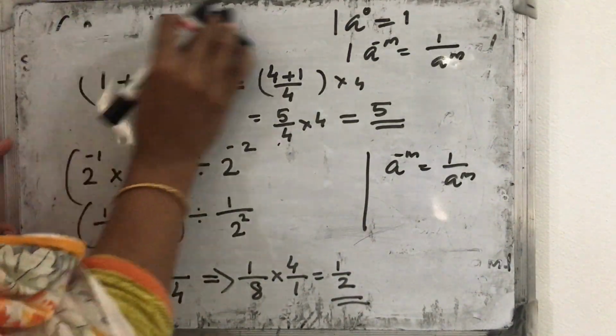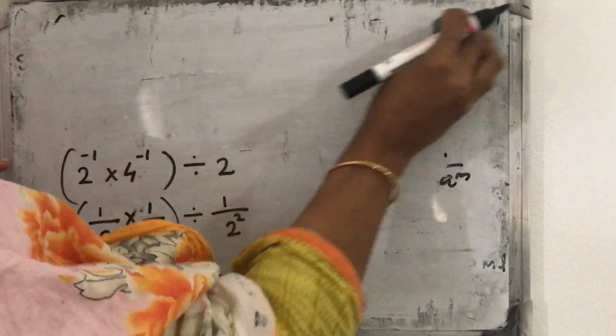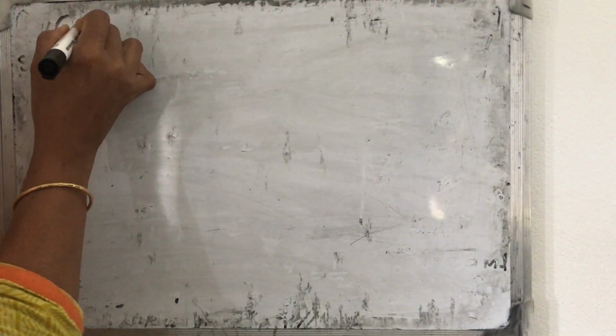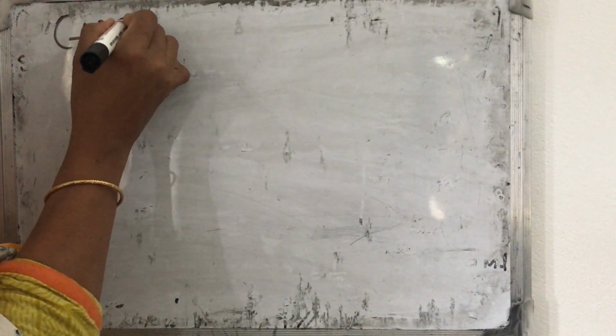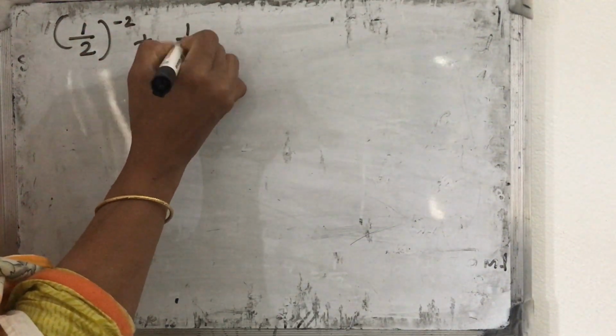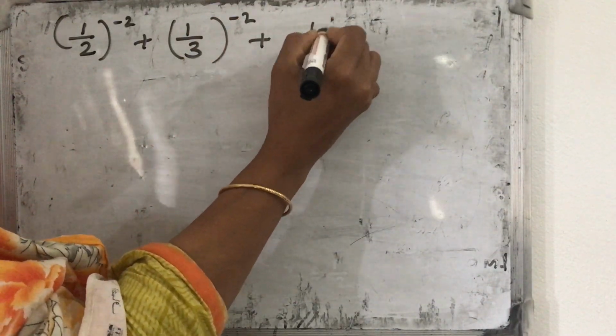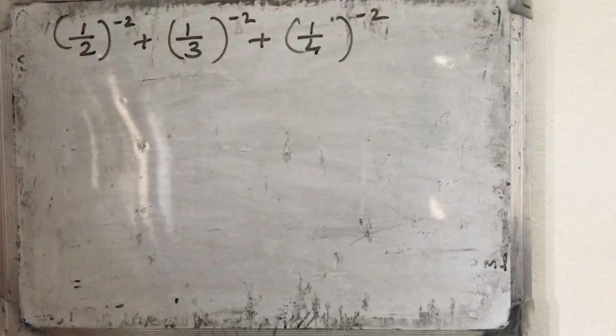Another next question, you look. The textbook exercise questions are this. So for the question you look at the textbook. Otherwise this question I will write: 1 by 2 whole raised to minus 2 plus 1 by 3 whole raised to minus 2 plus 1 by 4 whole raised to minus 2.